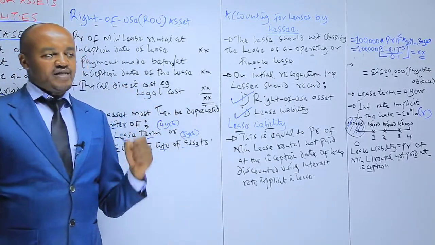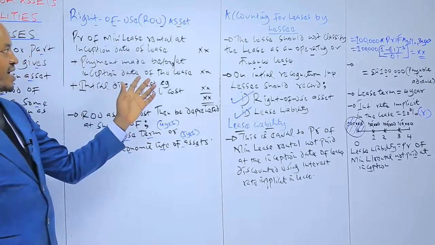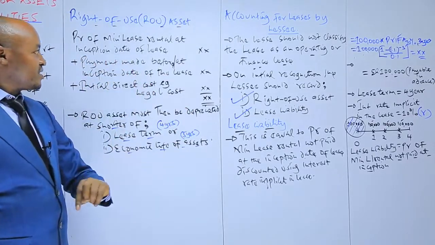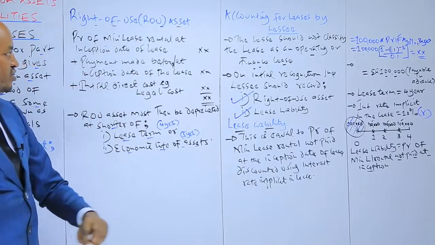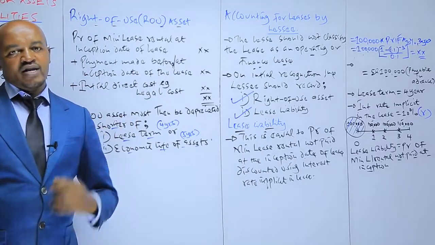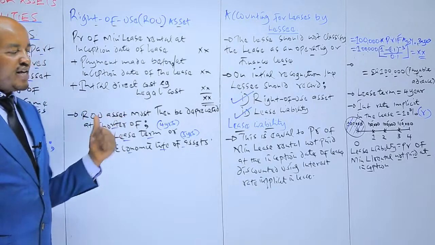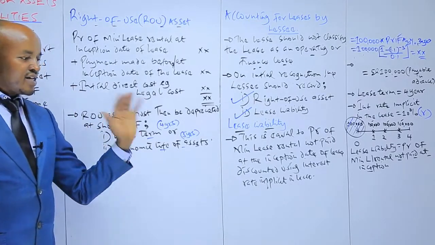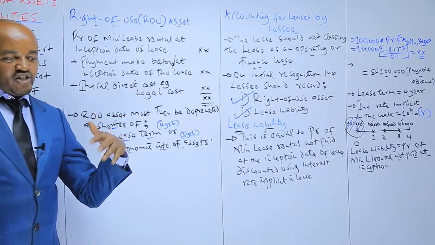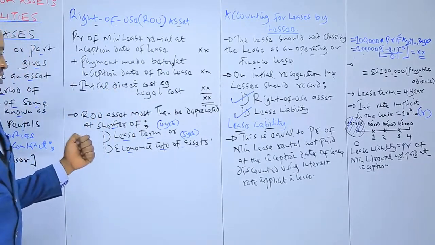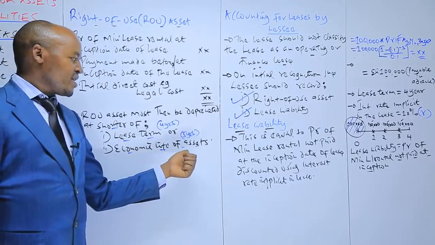asset. The right of use asset is basically determined by adding these three items: the present value of the minimum lease rentals at the inception date of the lease, plus any payment made before or at the inception date of the lease, plus any initial direct cost associated with the lease. And then you have said that that right of use asset should be depreciated at the shorter of two periods. That is now the lease term and also the economic life of what?